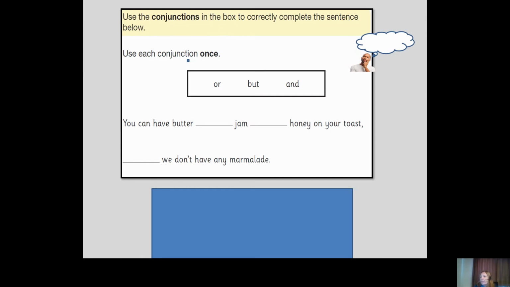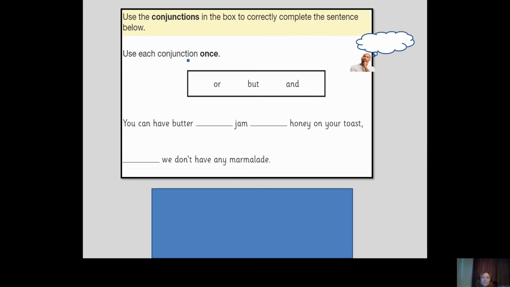Okay, conjunctions then. So a conjunction joins. Using the conjunctions below in the box, correctly complete the sentence. You can only use each conjunction once, so make sure we're reading the instructions. So we've got or, but, and and. So let's read the sentence. You can have butter, something jam, something honey on your toast, something we don't have any marmalade.